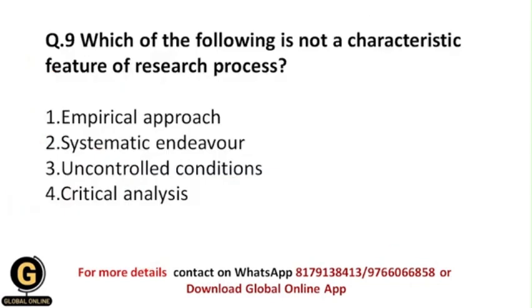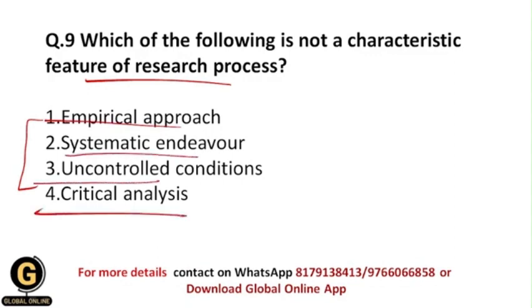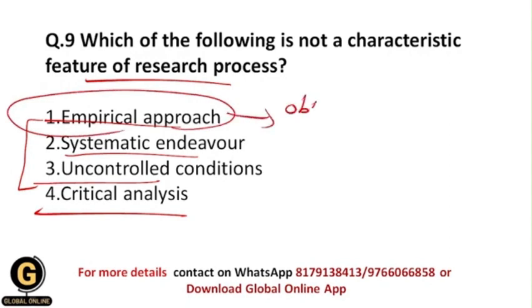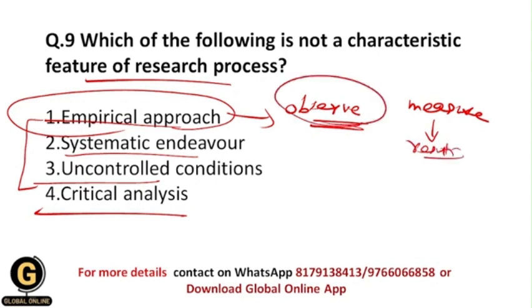Which of the following is not a characteristic feature of research process? Again here you have been given 4 options, and from these 4 options, which is not a characteristic feature of research process: empirical approach, systematic endeavor, uncontrolled conditions, or critical analysis. Empirical approach means empirical method. It means that here we observe the data, and based upon the observations we measure the data, and after that we get the results. So here we have the proper evidence in terms of observations and measurements.